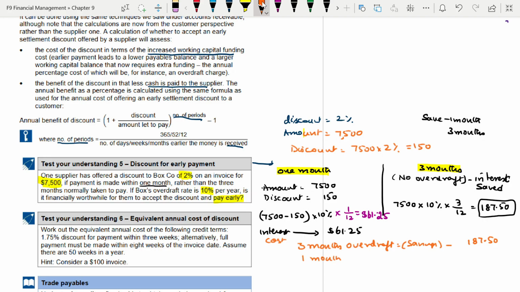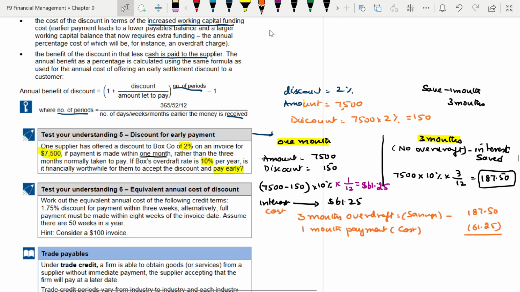Within 1 month payment, how much is the cost? Interest cost is 61.25. What is happening if we don't pay within 1 month? What is the difference you will get here? 187.5 minus 61.25. It comes to 126.25.